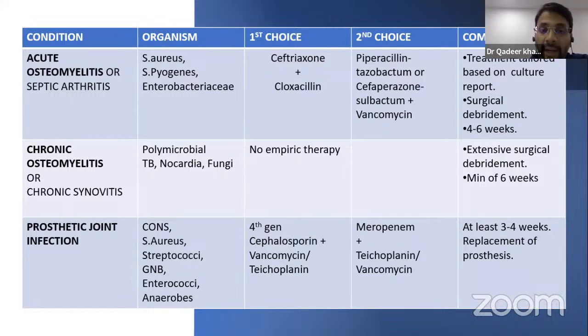streptococci, gram negative bacillus, enterococcus, and anaerobes. So we should start off with a 4th generation cephalosporin plus a gram positive agent, as I said, vancomycin or teicoplanin. If the patient is sick, we should go ahead with carbapenems plus teicoplanin or vancomycin for gram positive coverage for a period of 3 to 4 weeks, and we should consider replacement of the infected prosthetic joint.